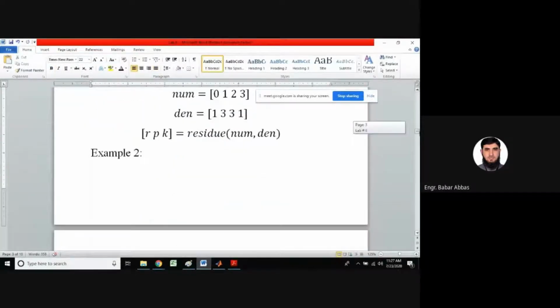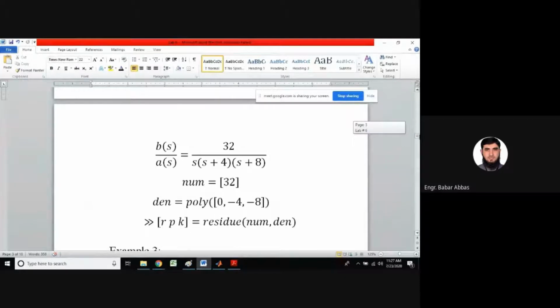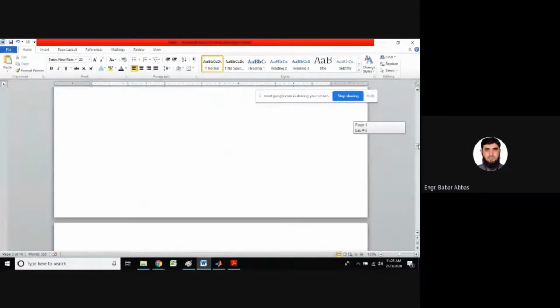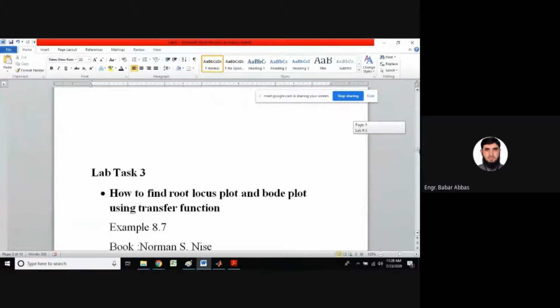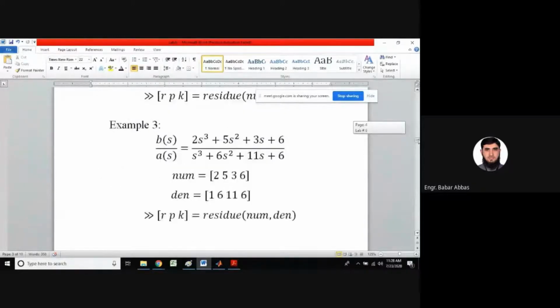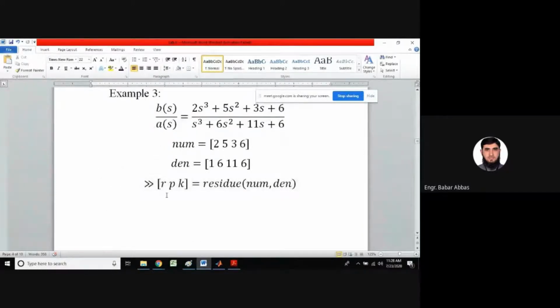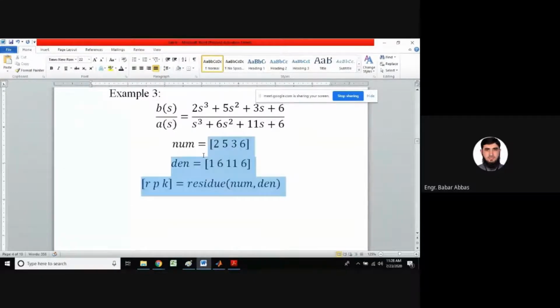This is example number 2. Again, you can solve it by yourself. Example number 3 is having an improper fraction. So let me execute this program by copying it in MATLAB. This is the program. The coefficients are 2, 5, 3, 6, the transfer function, and then the denominator 1, 6, 11, and 6. And the command used is [r,p,k] = residue.